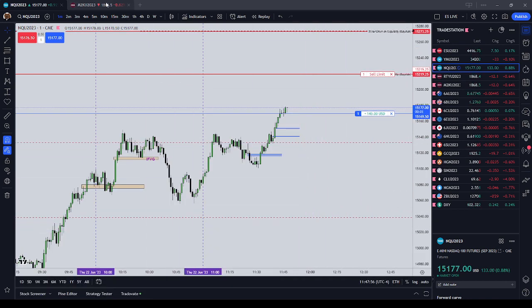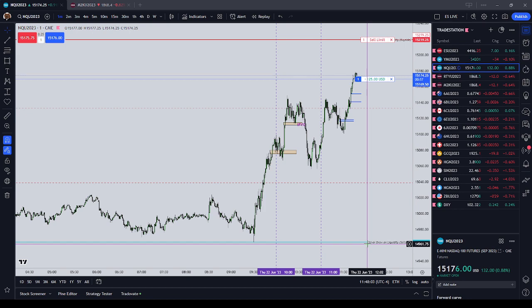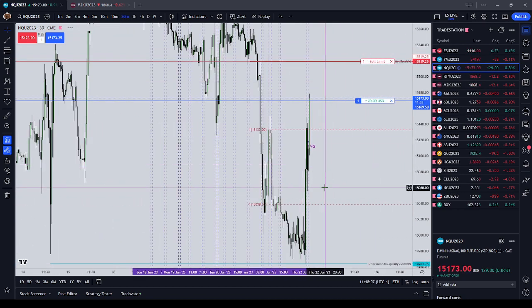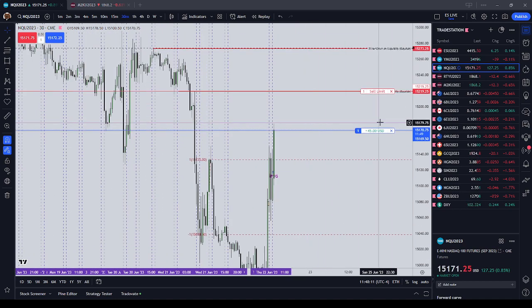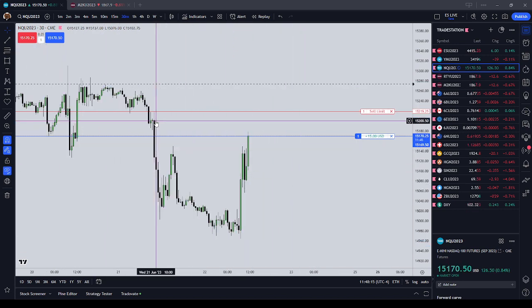Not my best trading, for sure. But I originally thought that the draw was all the way back down, and it was not. The draw is indeed higher. So I believe, hide the drawings, that the draw on liquidity at this point is going to be Wednesday's New York AM high, and that's going to be at 219, spot 25.